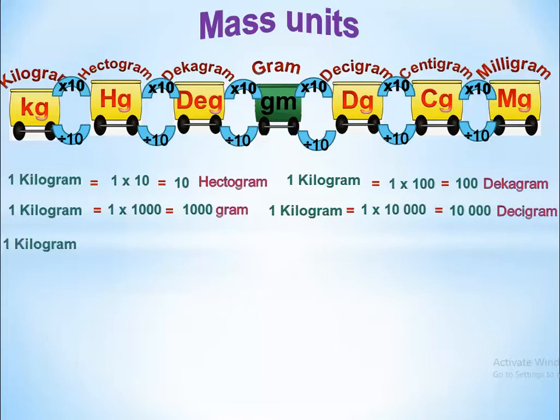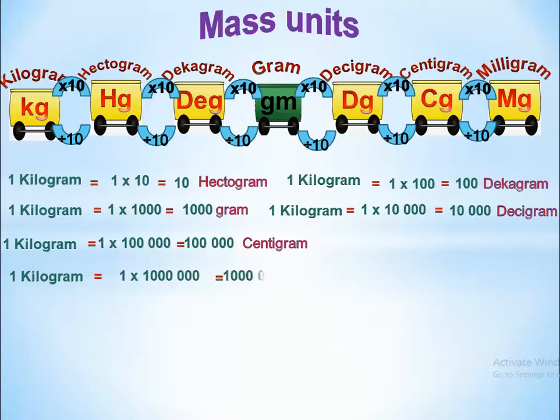1 kilogram equal how many centigram? So we are going to multiply by 100,000. It will be 100,000 centigram. To convert into milligram, we are going to multiply by million, so it will be million milligram.